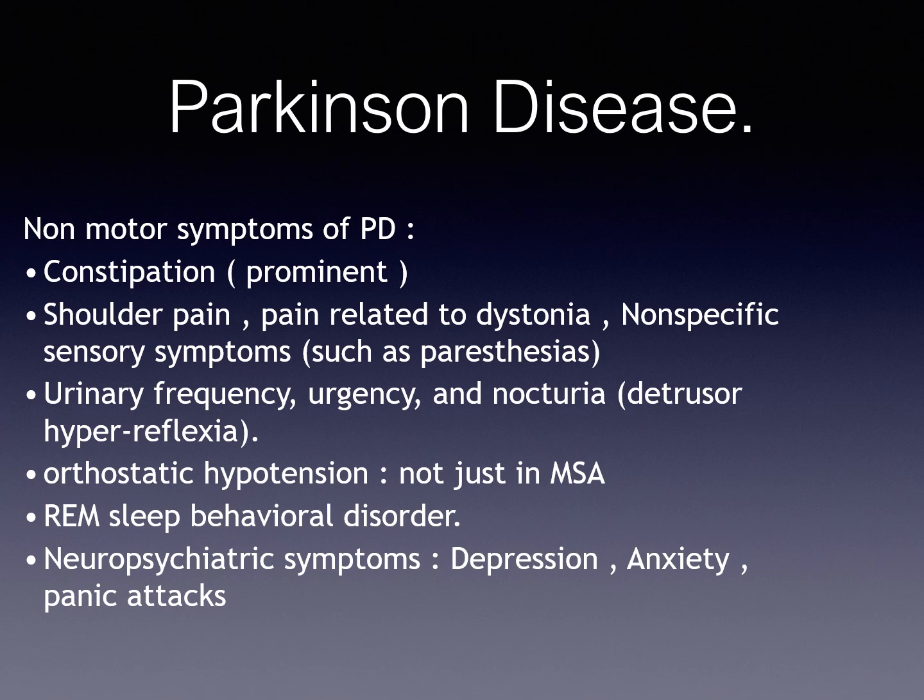However, the orthostatic hypotension or other autonomic features are typically seen later in the disease course, not early on. If it's seen early on, then we are not dealing with idiopathic Parkinson's disease. We're dealing with one of the mimickers, specifically multisystem atrophy. We're going to talk more about that later on.